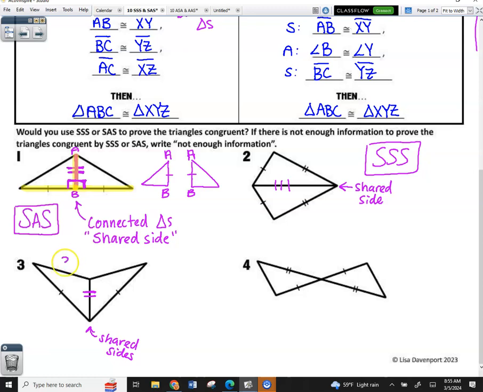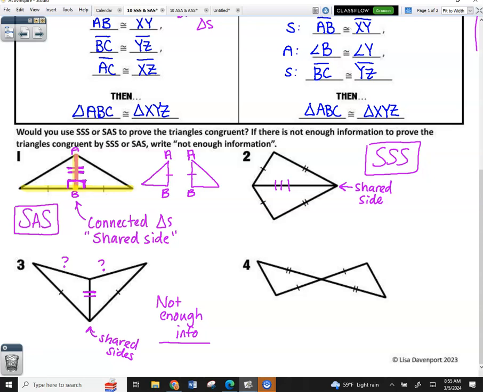So I'm going to put a question mark here and a question mark here. I would love for you to do that because you're saying, I don't know this. I don't know what the length of this is. Therefore, there is not enough info. We cannot verify that these are congruent because they didn't give us any info on that last pair of sides. All right, go to number 4. Are they touching?